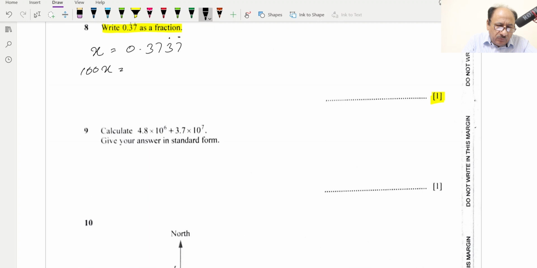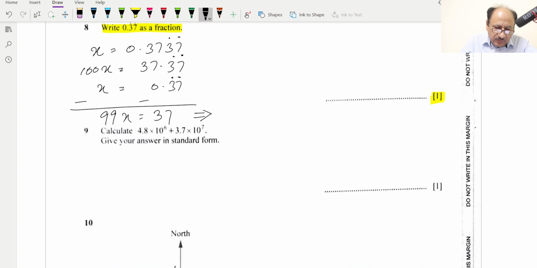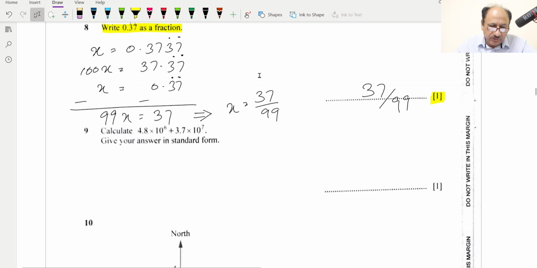So 0.3737, this is the recurring portion, and 100x will be what? We will move the decimal 2 digits, so it will be 37.37 recurring, and we will write here x, and we will subtract 0.37 recurring. Now subtracting, this will be 99x is equal to 37, and this implies x is equal to 37 over 99. This is our answer. As I told you, this is not worth 1 mark, because the working requires more than 1 mark.